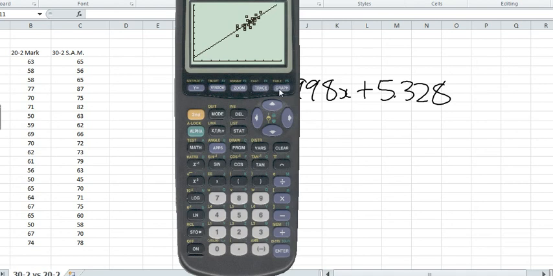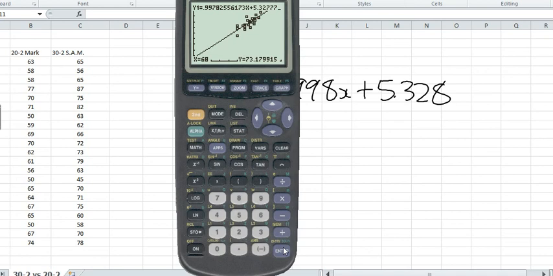So this is predictive. That means we could say, okay, I got a 68 in 20-2. What will I score in 30-2? Or what might I score? So you go second, calc, number 1 for value, and you say, all right, I got a 68. Then I should get a 73, if this is a decent model.